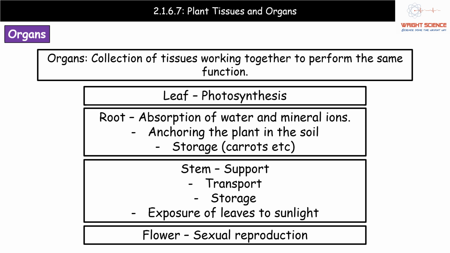We then have our third organ, the stem, and this is to do with transport, support, storage, and also giving the leaves a greater likelihood of getting access to sunlight, because it's the stem that's going to allow the plant to get taller and therefore hopefully reach sunlight a little bit easier than if it was just creeping along the ground. The final plant organ we're going to remind ourselves about is the flower, and the flower is all to do with sexual reproduction in the plants. It's there to attract insects for that process of pollination.